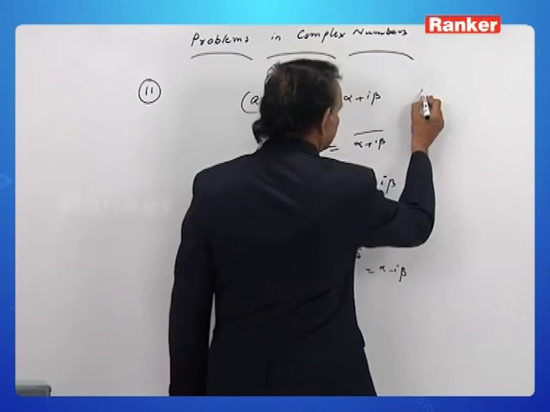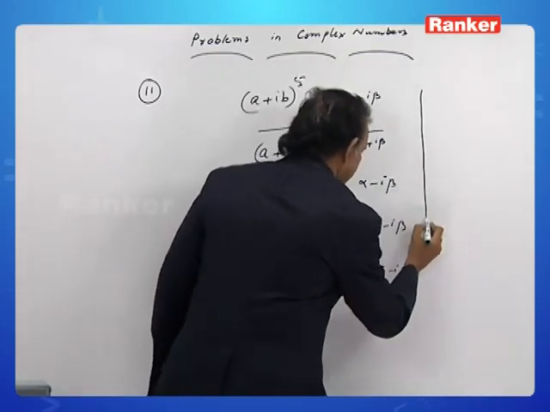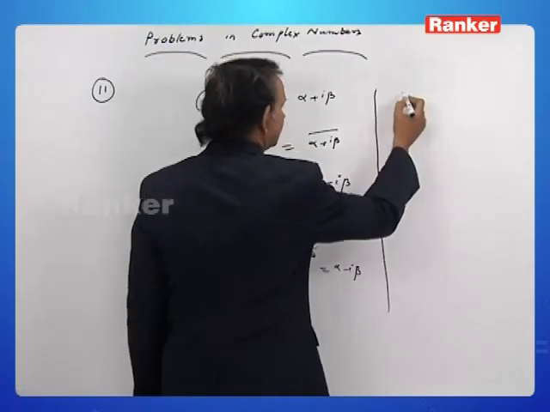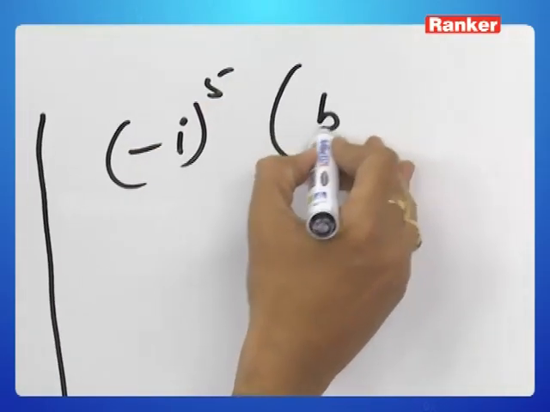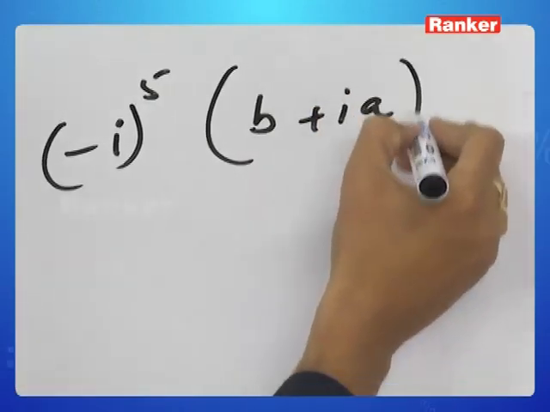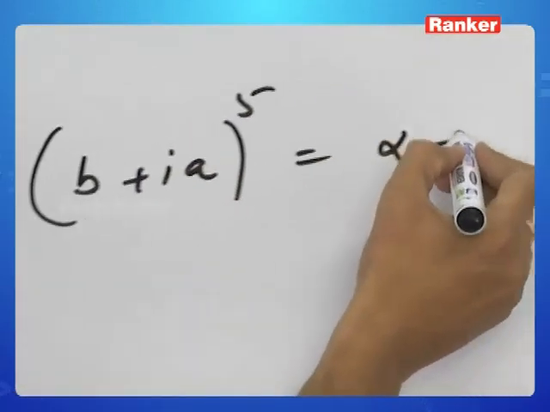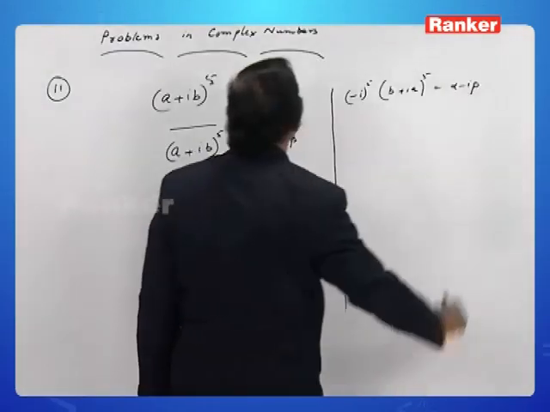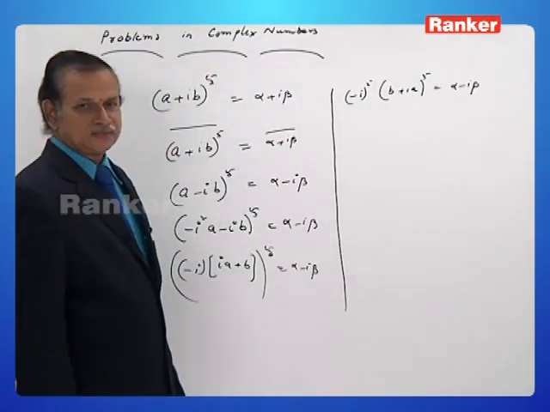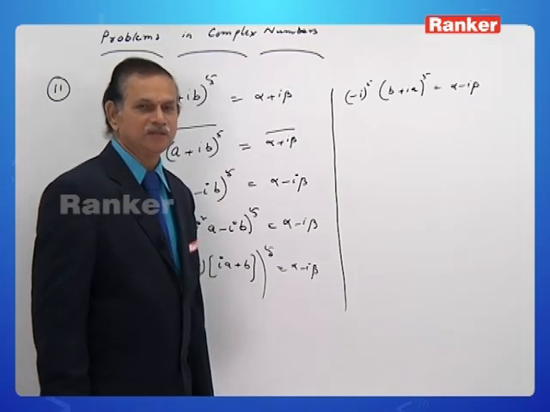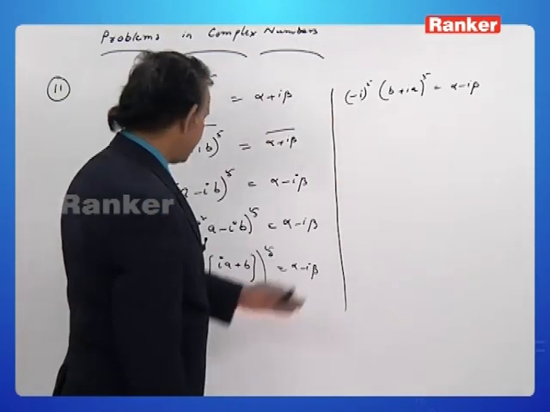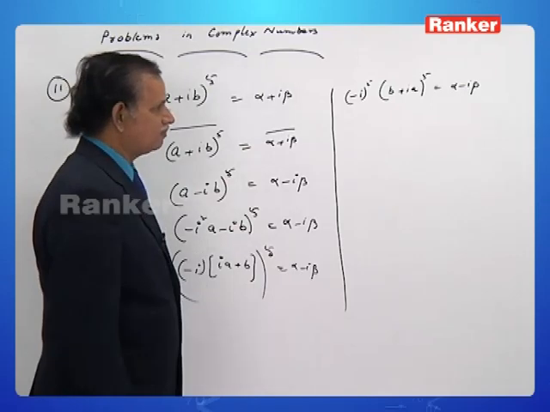That is, (minus i)^5 into (b + ia)^5 is equal to alpha minus i beta. Yes, we are approaching the required. We are required to have (b + ia)^5, isn't it? We have got it. It's nothing but (b + ia)^5.